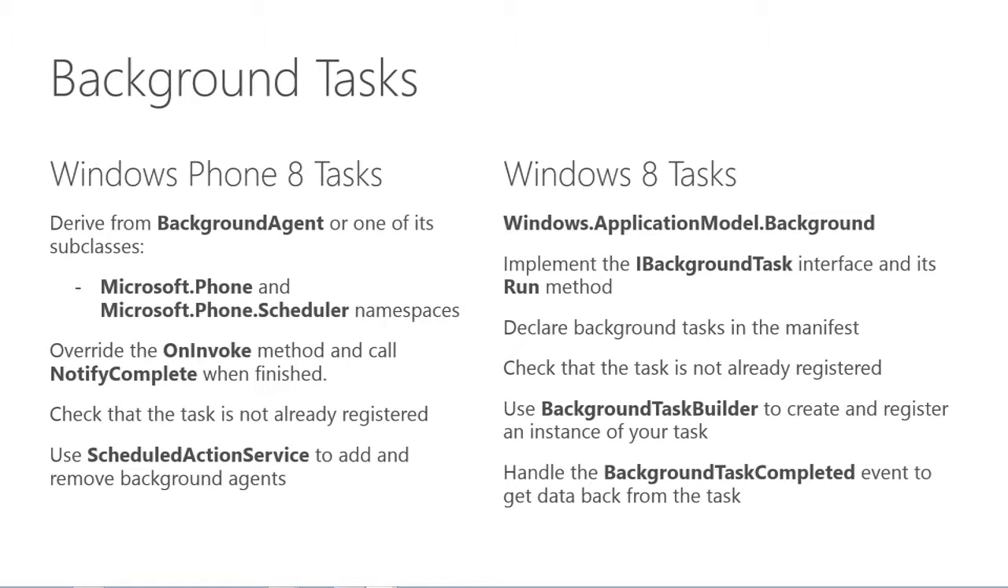Windows 8 is a little different. You're using the Windows.ApplicationModel.Background namespace. You implement the IBackgroundTask interface and its Run method, and then you declare the background tasks in the manifest. Again, that's another capability that the end user gets to see and gets to accept as part of downloading and installing your task. Again, you check that your task is not already registered, and then use the BackgroundTaskBuilder to create and register an instance of your task. And then you make sure that you handle the BackgroundTaskCompleted event in order to get data back from whatever that background task was doing.